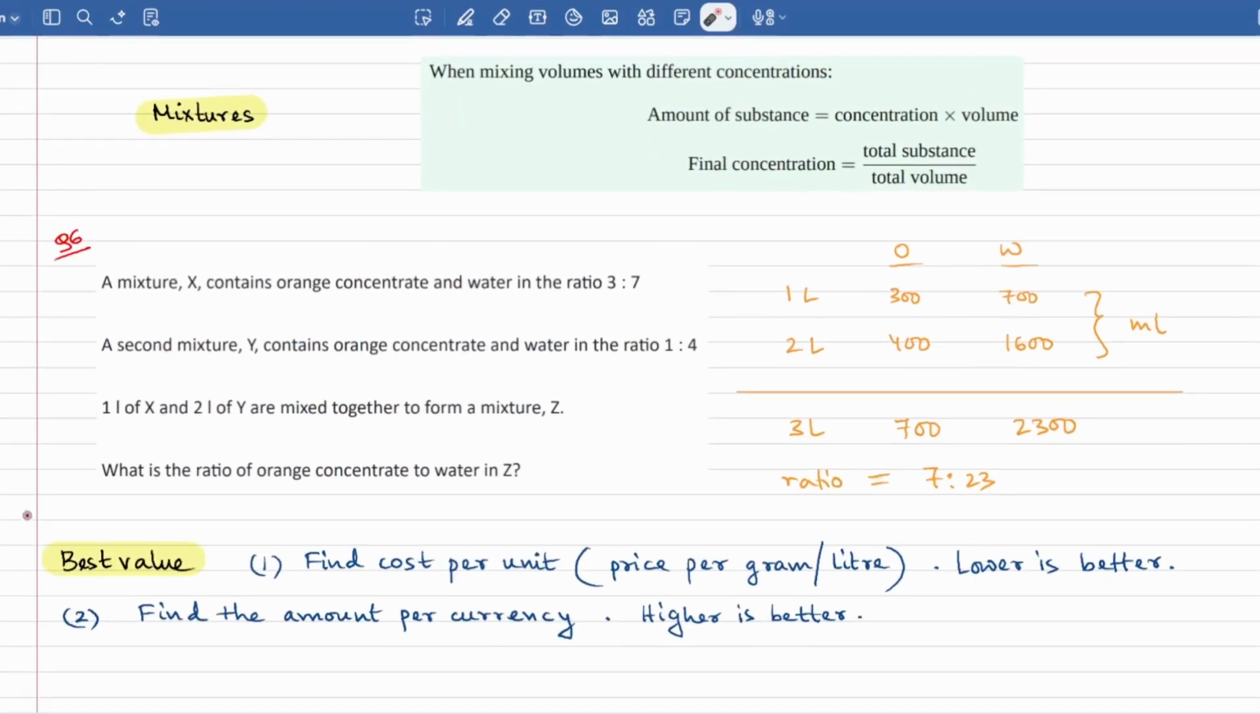Now we move on to best value. This is something that will help you in real life as well. When you are trying to compare 2 deals, you either compare the cost per unit or the amount per currency. For cost per unit, lower is better. For amount per currency, higher is better. Do not confuse these two. Whenever you are comparing deals, please make sure that you are not flipping these. That is, if you are figuring out cost per unit, don't take the higher one. This can happen if you are in a hurry or you are not concentrating enough, so you might end up buying the expensive product.